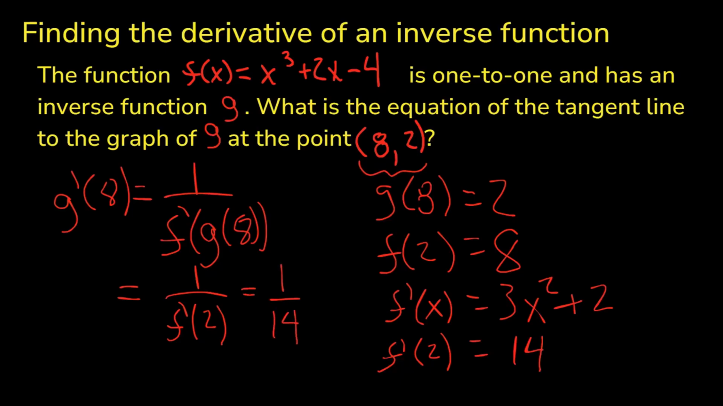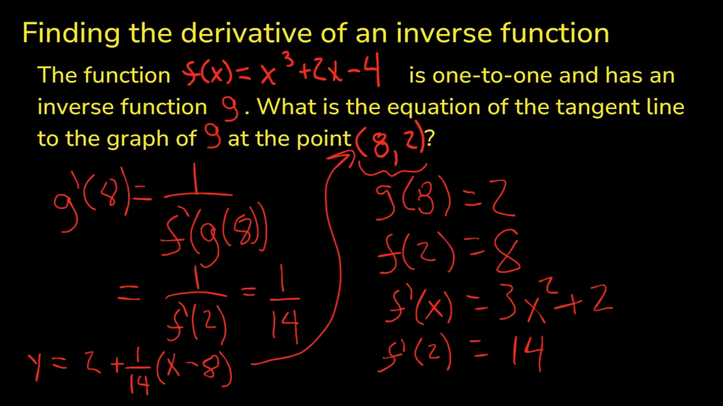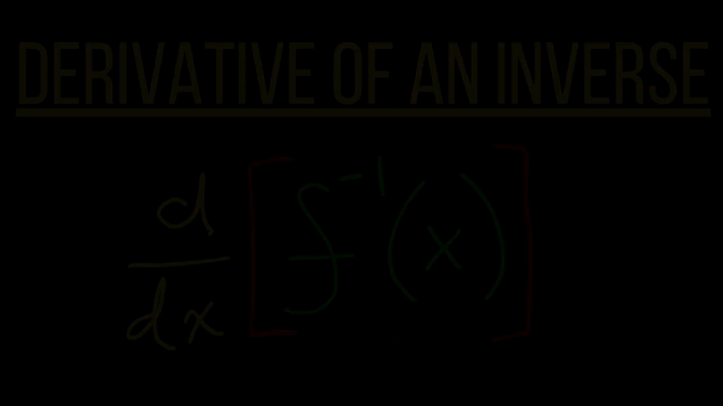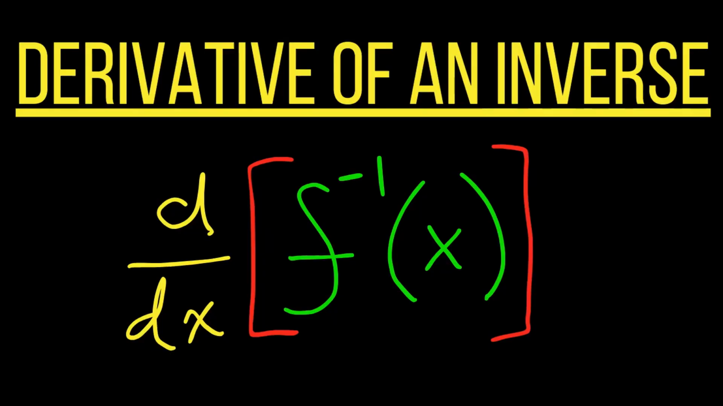We're not done. Lots of times students will get an answer and think they're done. This is just the slope of the tangent line. Now we need to write the actual equation. It's y equals 2 plus 1/14 times x minus 8. Make sure you're using the correct point. We're talking about the tangent line to the graph of g. The point is 8, 2. The slope is 1/14.